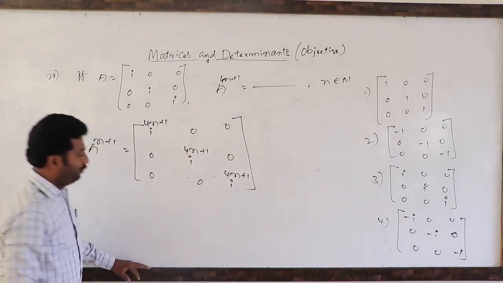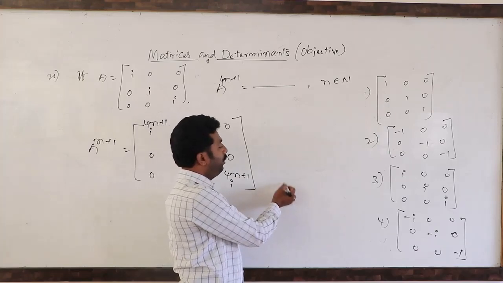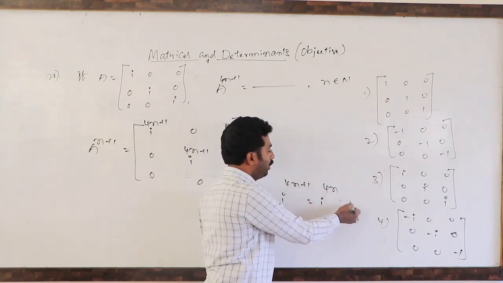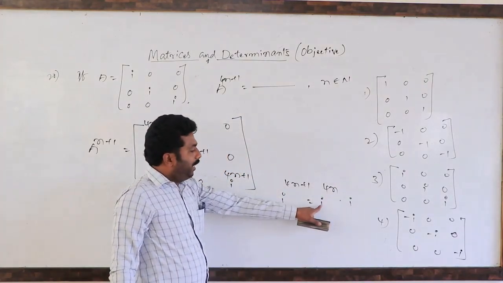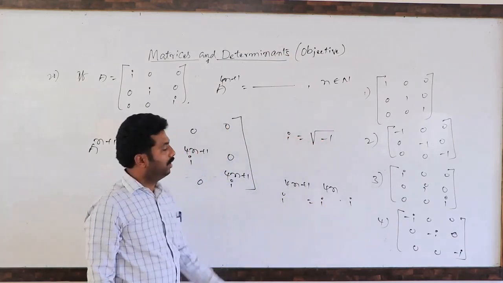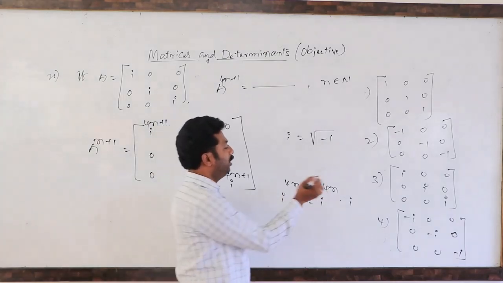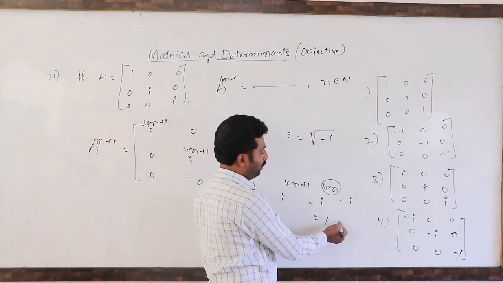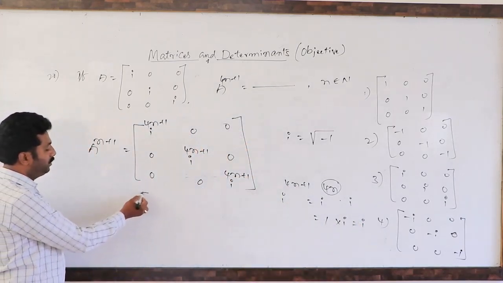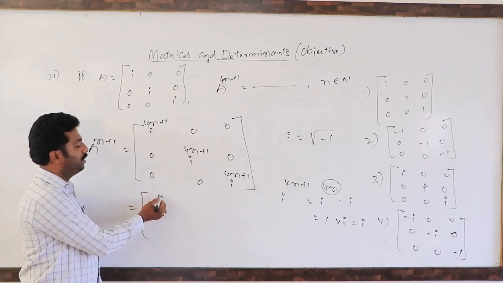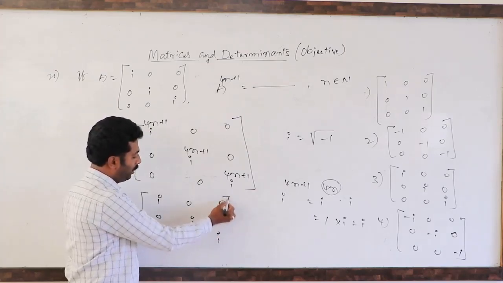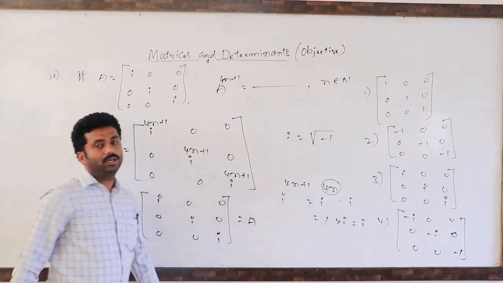So how to calculate i to the power 4n plus 1? It can be written as i to the power 4n into i. Here i is iota, which is the complex number square root of minus 1. I to the power 4n, where the power is a multiple of 4, always has value 1, so 1 into i is i only. So the final answer is i 0 0, 0 i 0, 0 0 i, which is nothing but A only.